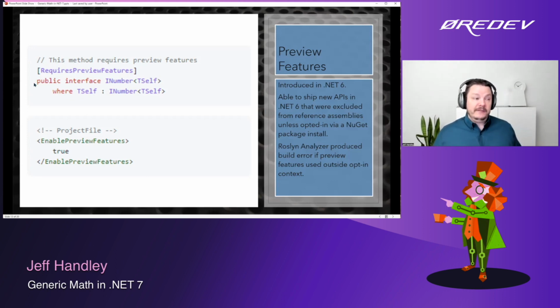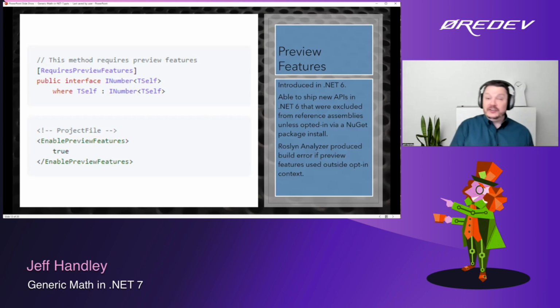The way we pulled this off is we introduced an attribute called RequiresPreviewFeatures. By annotating APIs like INumberT.Self as RequiresPreviewFeatures, we then have a Roslyn analyzer that hooks into the build context. And whenever you are referencing one of these APIs, if you are not in an opted-in preview feature context, we actually throw a build error at you.